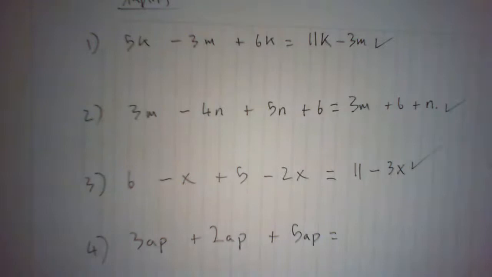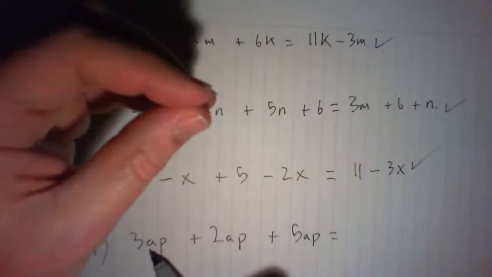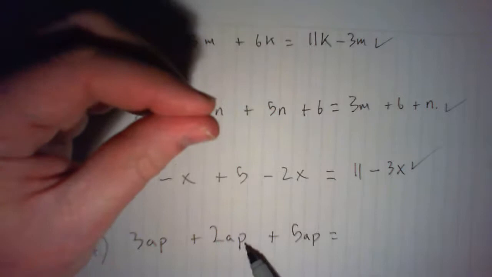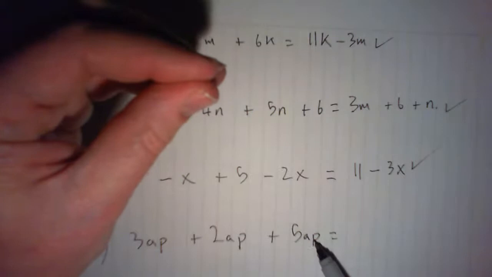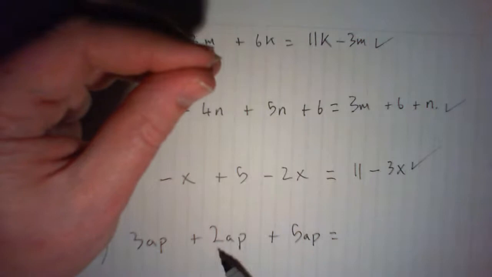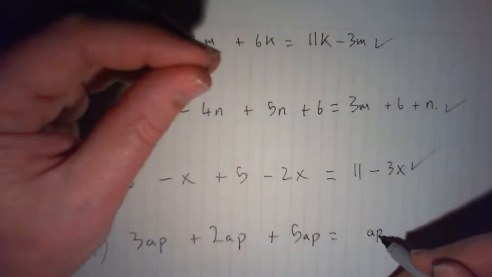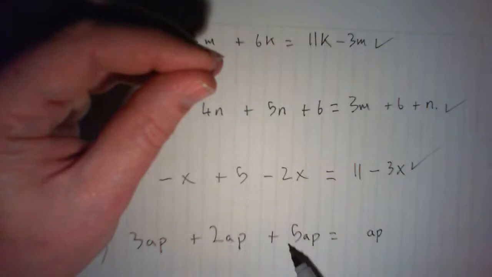So here's one. 3ap, 2ap, 5ap. Now, ap, ap, ap. They sound the same. They're not single letters, but they do sound the same. In fact, they look the same and they sound the same. So I wonder, is it possible just to write down ap and then just add the coefficients? 3 plus 2 plus 5 is 10ap.